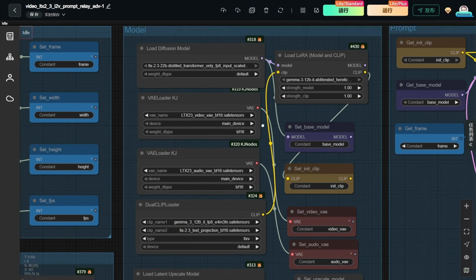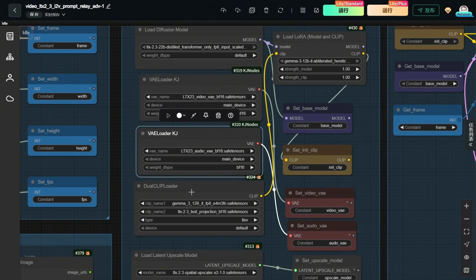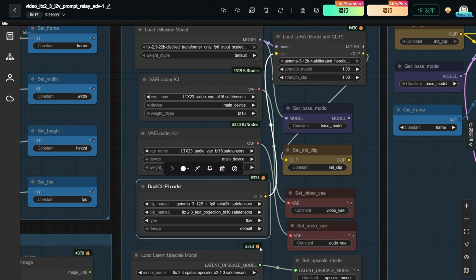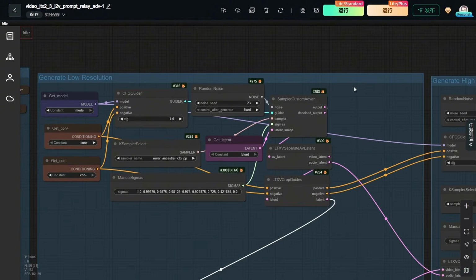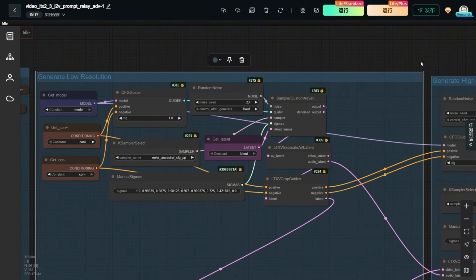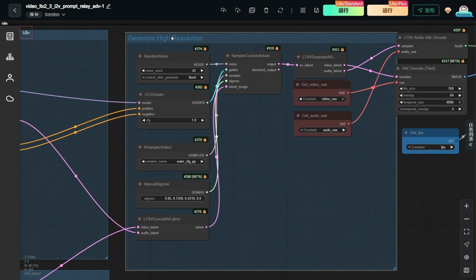Let's look at the model section again. Here I am using models provided by KJ. The main model is the VV version, and I haven't loaded any LoRA's here. We also have our audio VAE and video VAE along with our encoder here. We also need an upscaling model because it is still inherently a 2-stage workflow. It first generates the base latent and then uses the LTX-V latent upscaler for spatial upscaling.